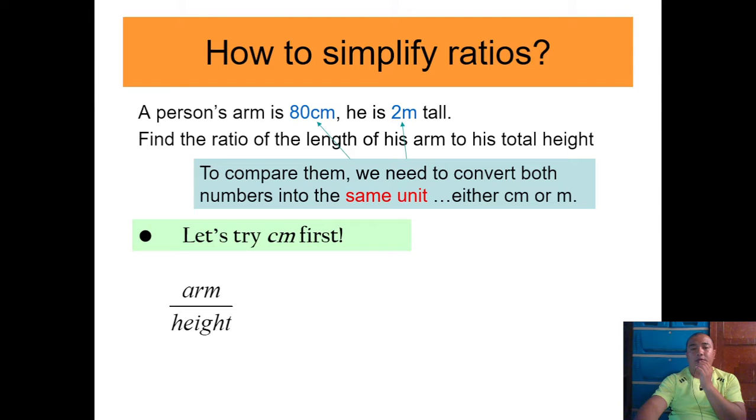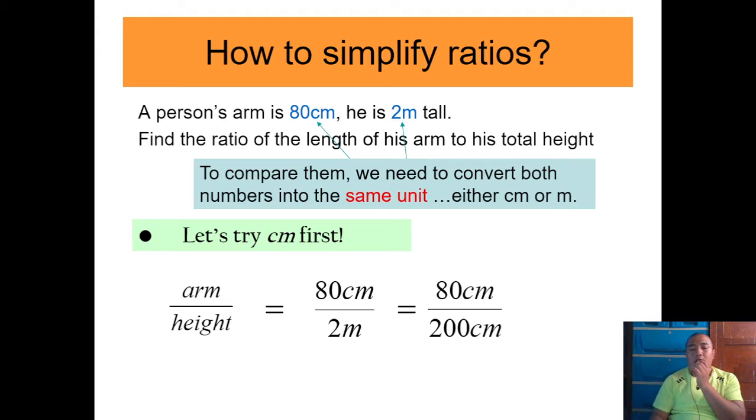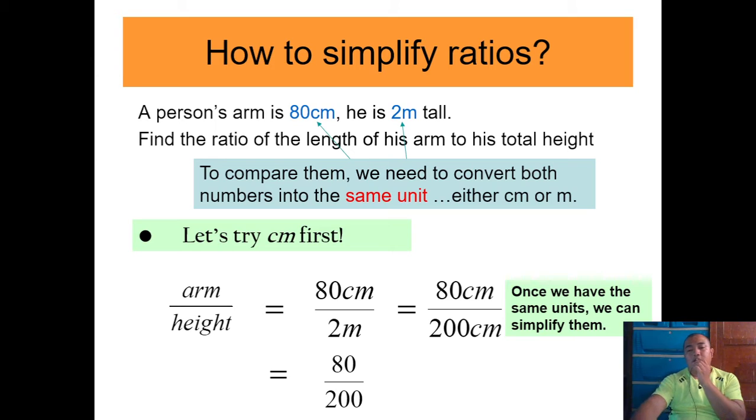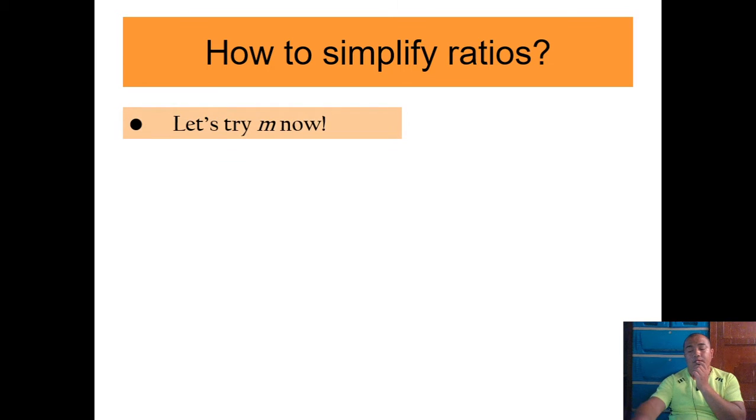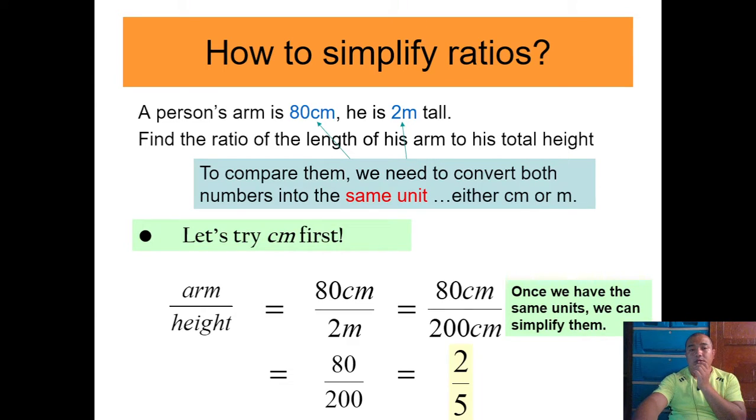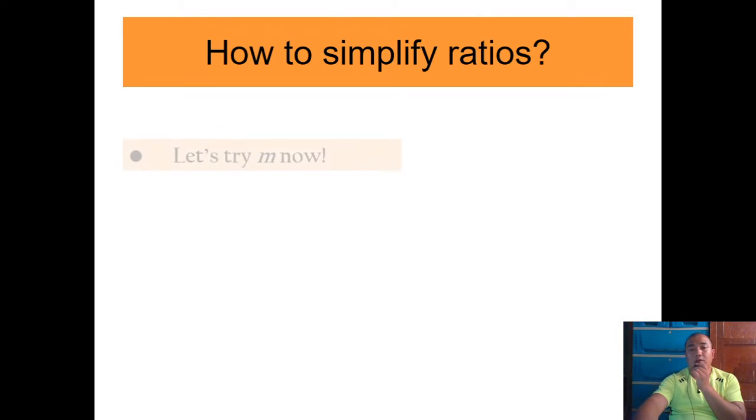So, let's try cm first. 80 cm over 2 meters means 80 cm over 200 cm, because there are 100 centimeters in 1 meter, so 2 meters is 200 centimeters. 80 cm over 200 cm can be simplified as 2 over 5. So, that's the simplified ratio of the person's arm to his height.